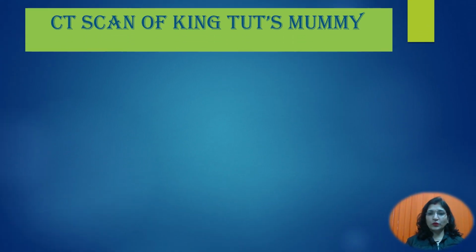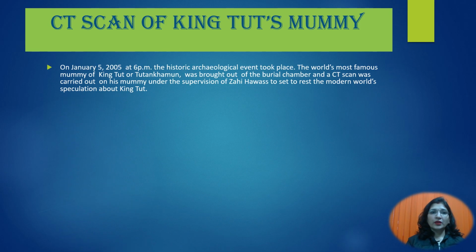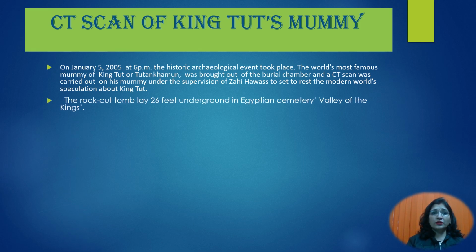Here we'll come to know what happened when the CT scan of King Tut's mummy was carried out. On January 5, 2005, sharp at 6 p.m., the historic archaeological event took place. The world's most famous mummy of King Tut, or Tutankhamun, was brought out of the burial chamber and a CT scan was carried out on his mummy under the supervision of Zahi Hawass to set to rest the modern world's speculation about King Tut. King Tut's rock-cut tomb lay 26 feet underground in the Egyptian cemetery known as the Valley of the Kings.